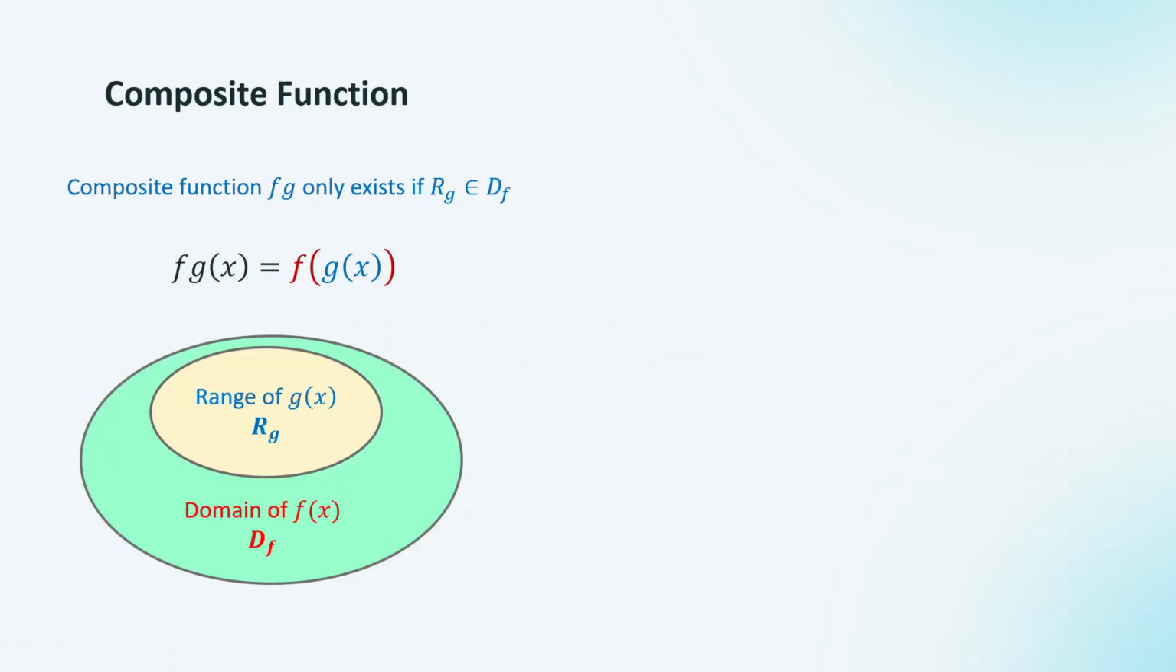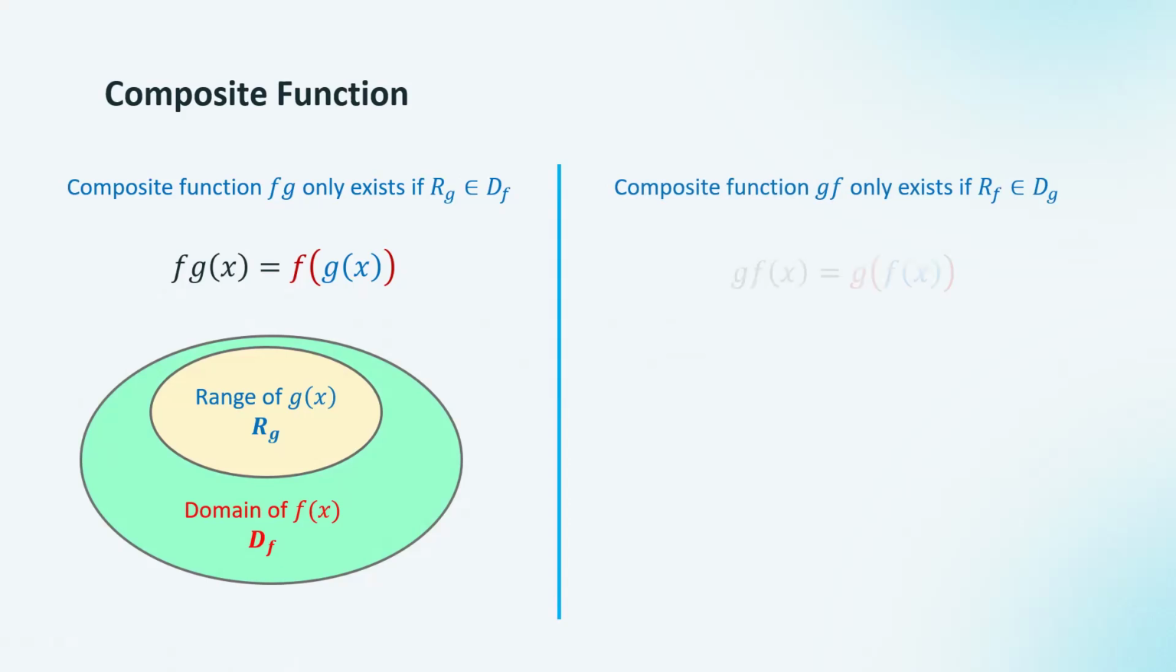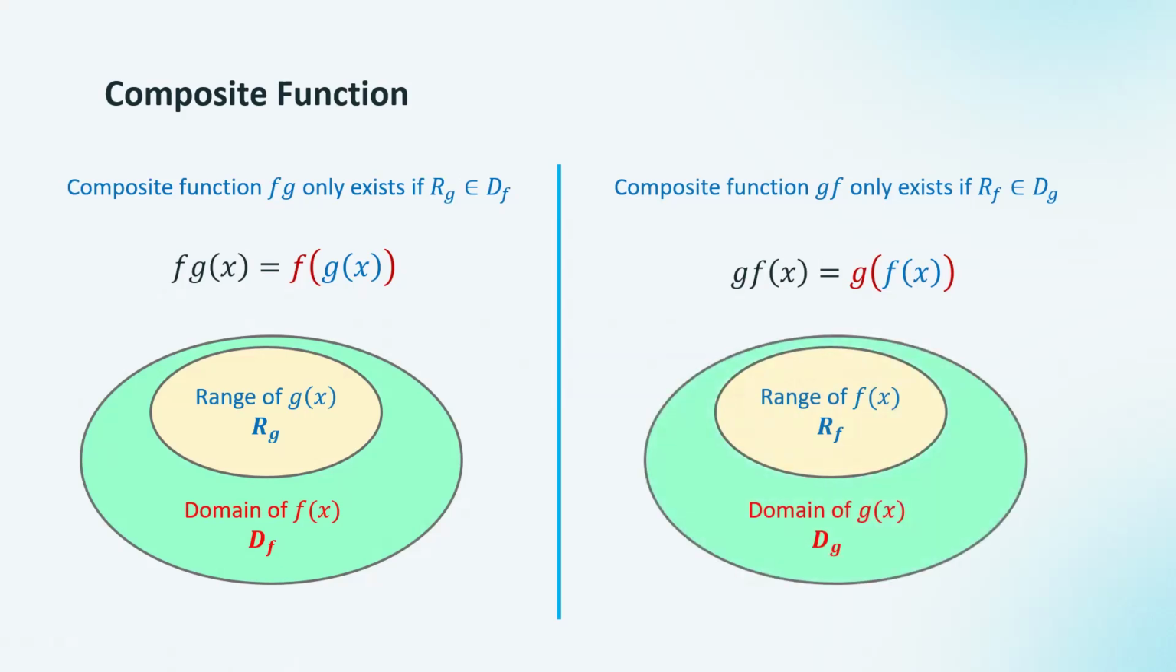We can actually see another example where we have gf, and the composite function gf only exists if the range of f is inside the domain of g. So we're going to make it like this again. g(x) means a function g where the input is f(x). And let's say we have another oval diagram that represents the range of f(x). And this range of f(x) should be inside the domain of g(x). That's what was meant by the above sentence.